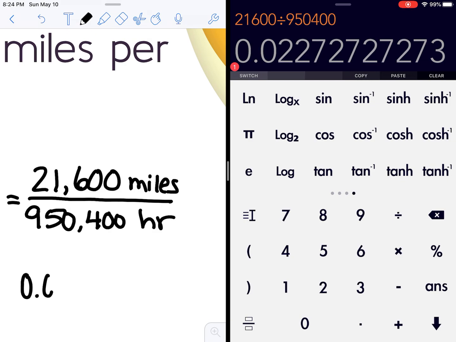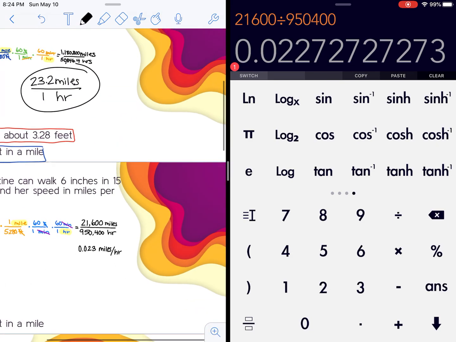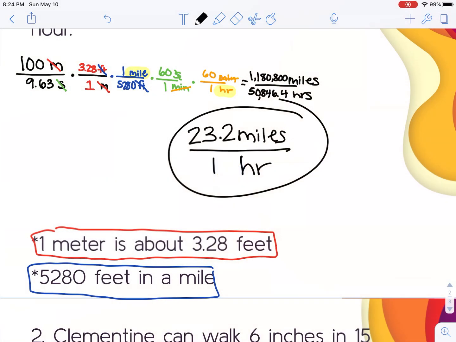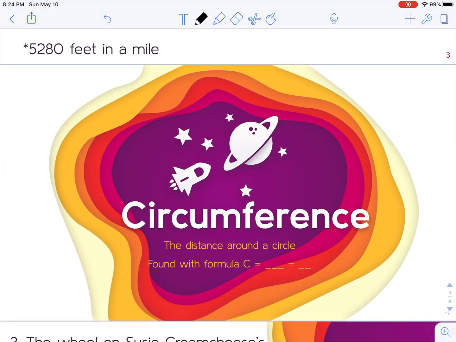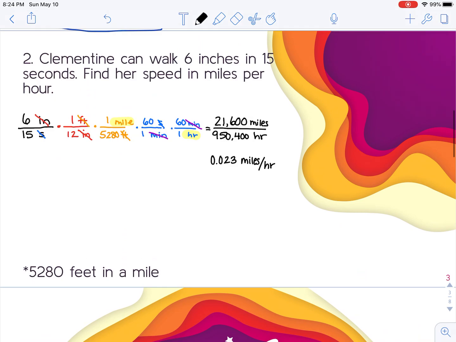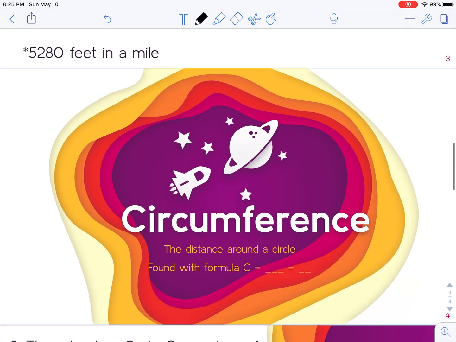And she is going 0.023 miles per hour. So a little bit slower, but that's okay. We still like her. All right, we're going to switch gears a little bit here. You will need to be able to do this and change your units on, I believe, just one of the checkpoint problems and potentially on your test, so be mindful of that.